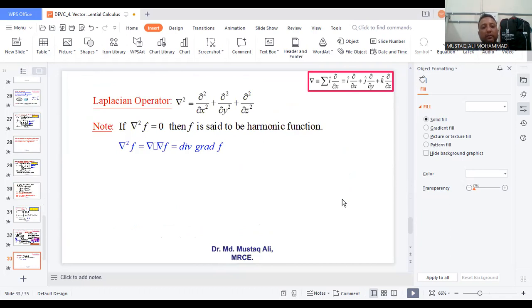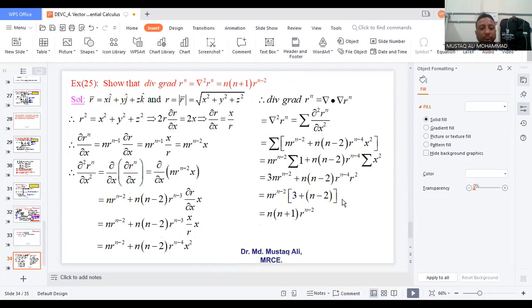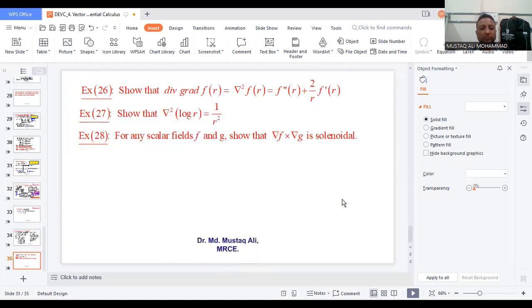Laplacian operator. We have the Laplacian operator del square, which is ∂²/∂x² + ∂²/∂y² + ∂²/∂z². If del square f is equal to 0, then f is said to be a harmonic function. These are some problems on this topic we have here.